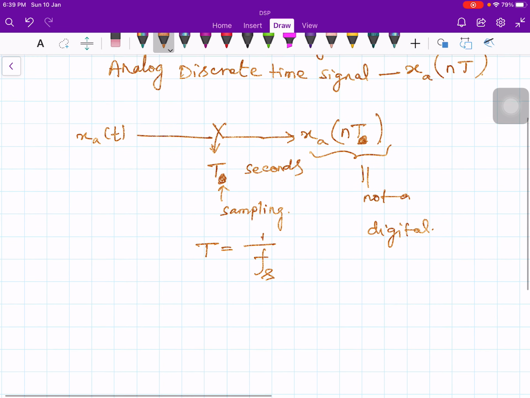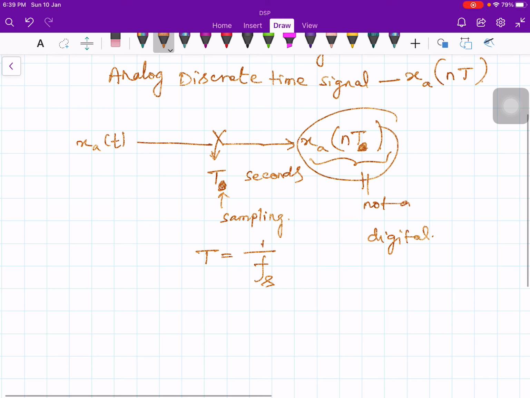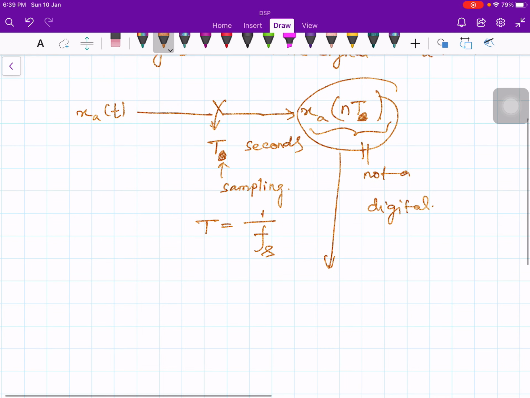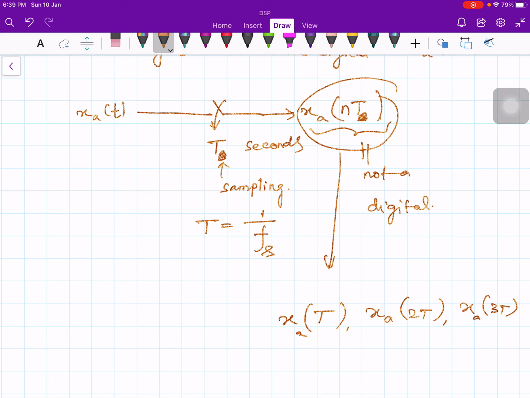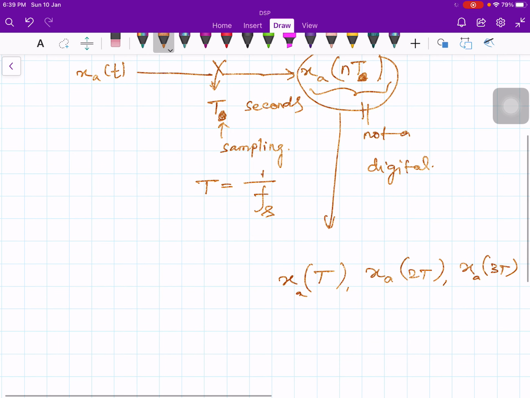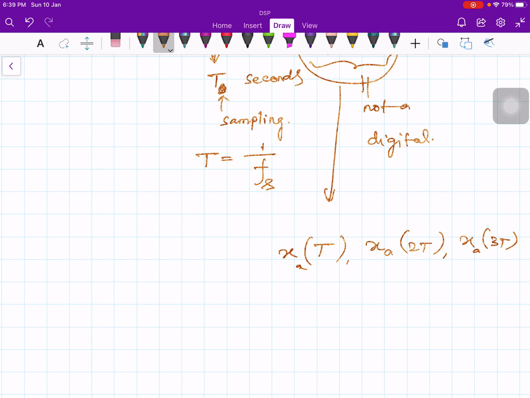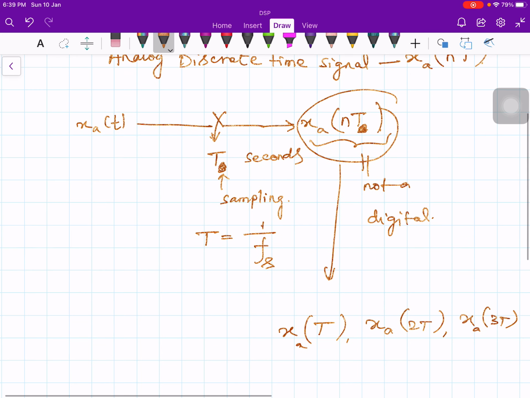Okay, now this x suffix a of nT exists only at capital T, 2 capital T, 3 capital T, and so on and so forth, right? So you substitute n equals 1, so you will get x suffix a of T, then x suffix a of 2T, then x suffix a of 3T, and so on. But its amplitude can be continuum, only time is discretized, that's it. Okay, now then what you do is you feed the signal into an A to D converter.